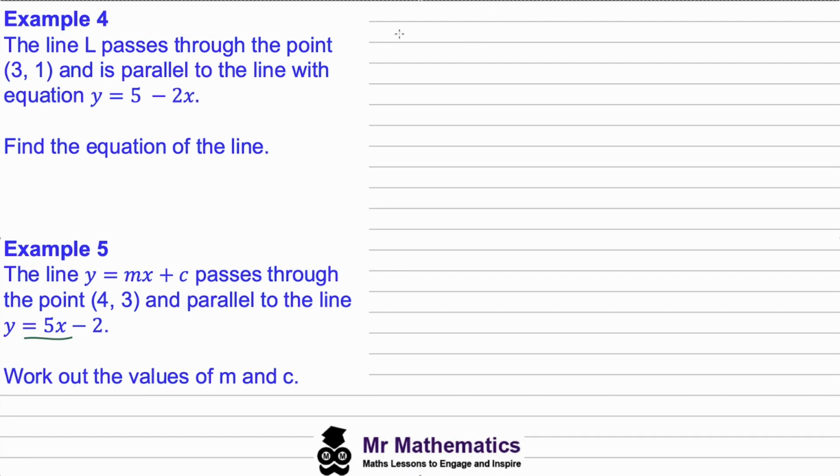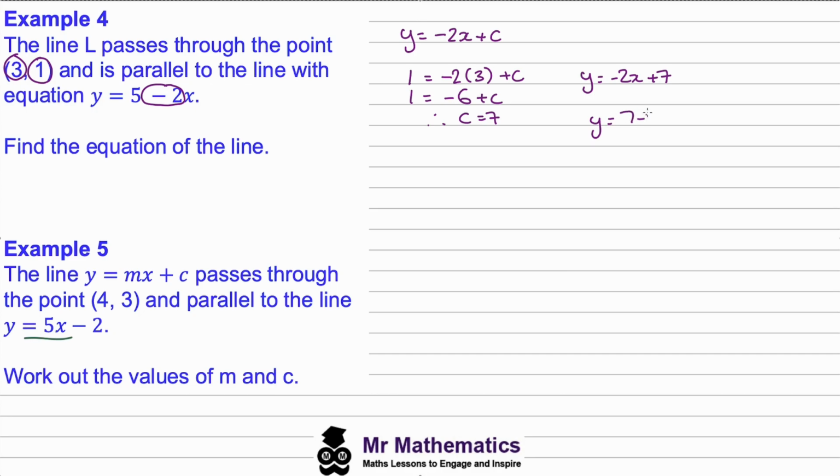For example 4, we know the line will be parallel to this line, so it will share the same gradient. So we'll have y equals negative 2x plus the intercept c. We can work out c by substituting in this value of x and this value of y. So 1 will equal negative 2 multiplied by the x plus c. So 1 will equal negative 6 plus c. So therefore, c must equal 7. So the equation will be y equals negative 2x plus 7. You could also have written y equals 7 minus 2x.